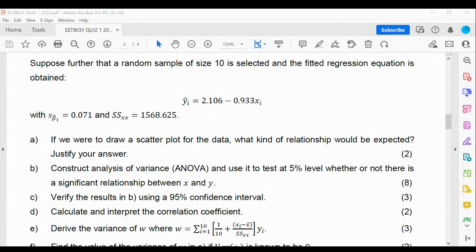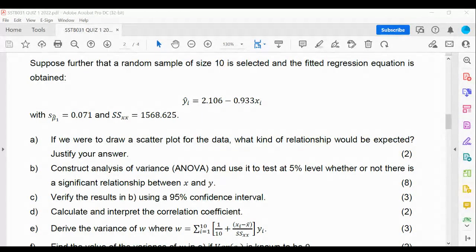Simply because our regression slope is negative. You are done. So you have justified your answer. There's a linear relationship because the slope is negative. Then you are done. We go to B.